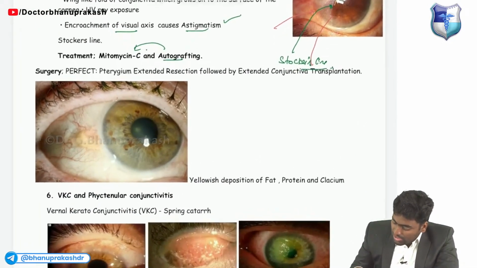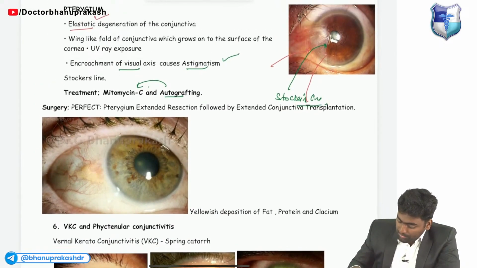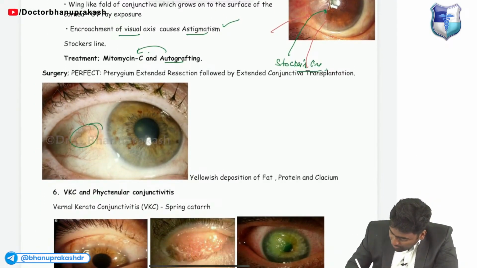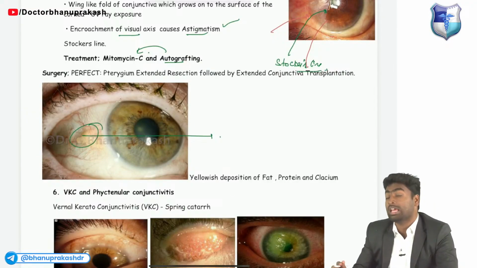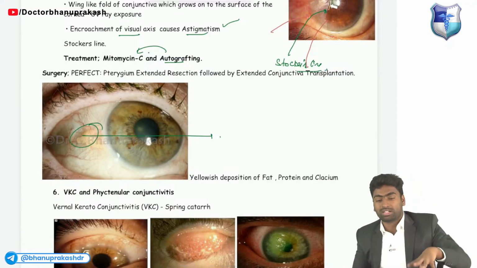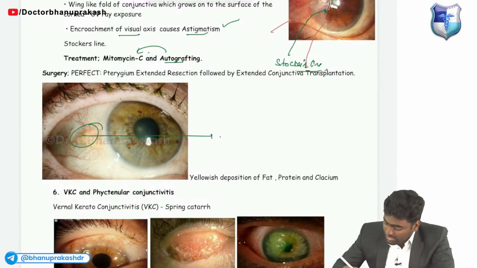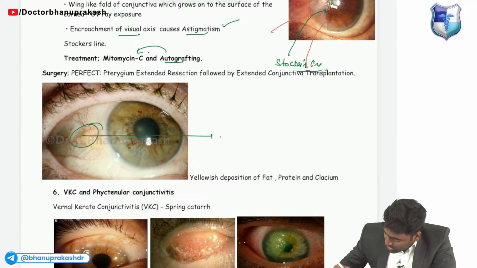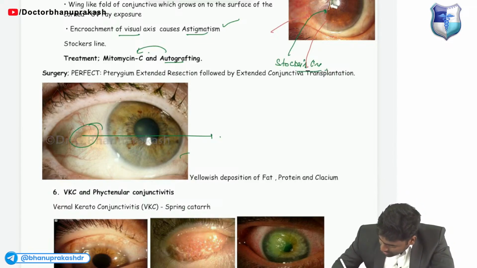Fine. And there is one more condition which is similar to pterygium, but it is a yellow fatty deposit and calcium deposit. It is also seen in hot, humid climates. It is known as what? It is known as pinguecula.